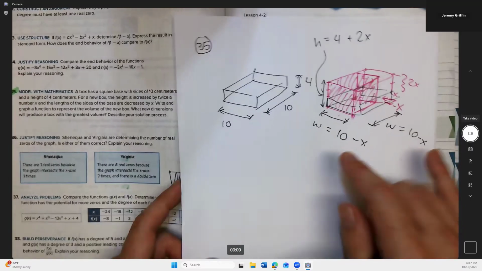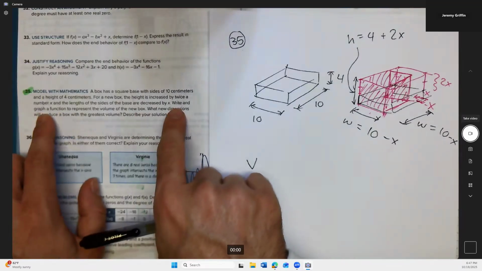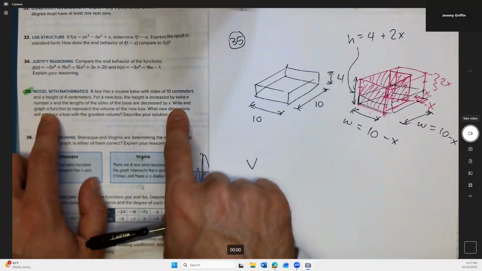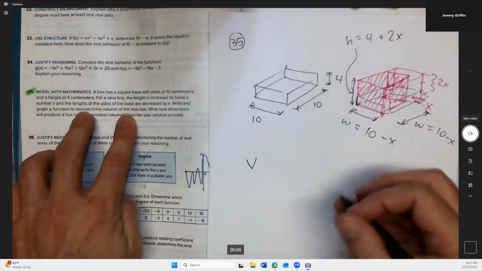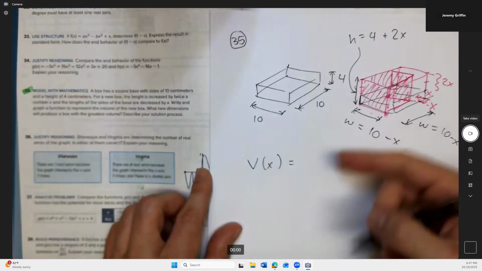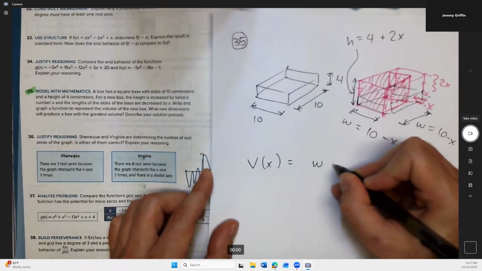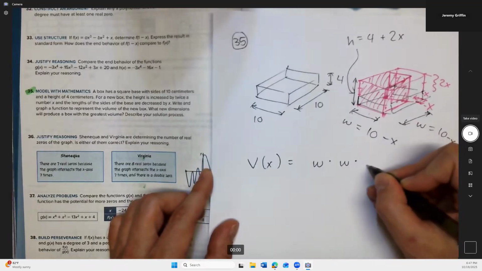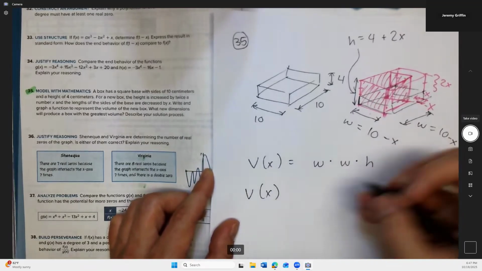It's a 3D box. So the volume of the box, is that what they wanted? And graph a function. So we'll do both. I'll open up Desmos too, to represent the volume of the new box. So volume is a function of x equals, well, isn't that base times width times height? So I've got w times w times h. That's not strictly in terms of x, but I can substitute these expressions in.